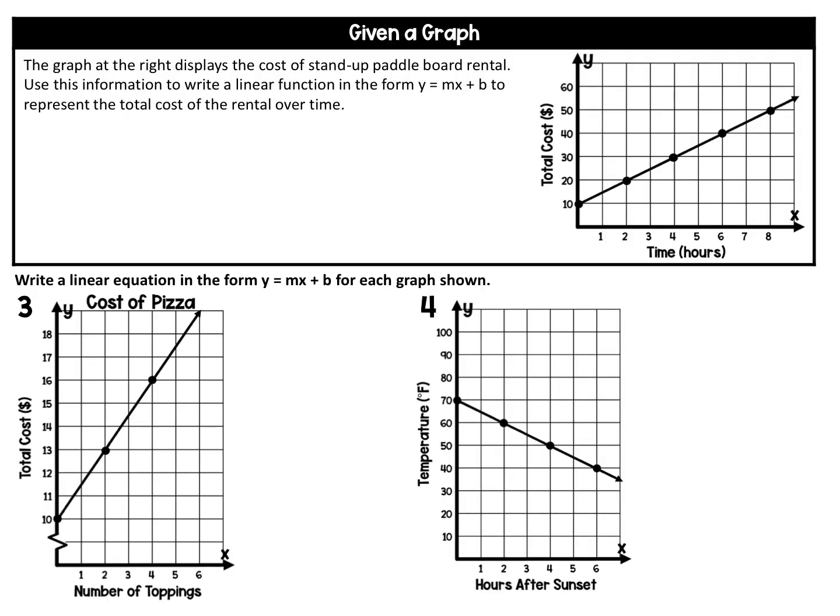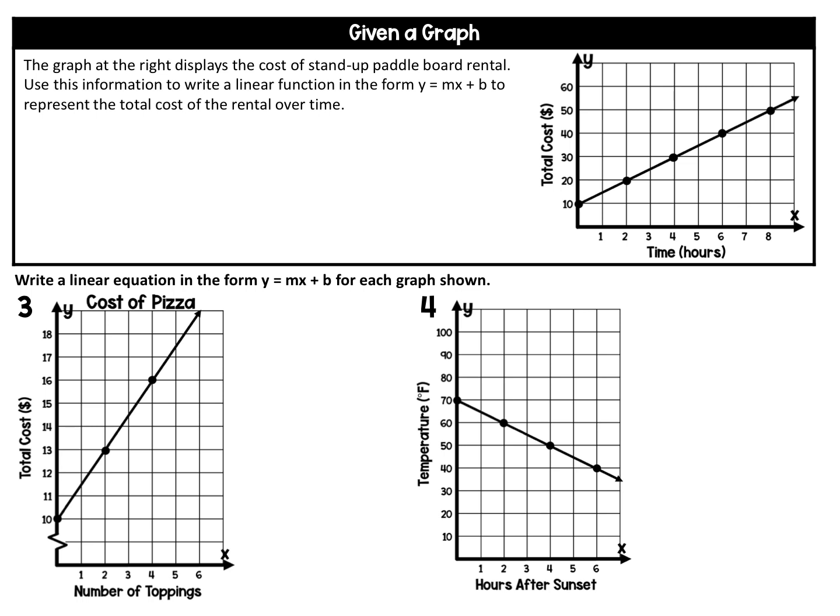Next, we will practice writing functions given a graph. To do so, you will need to first find the y-intercept, which is the point where the line crosses the y-axis, or where the x-coordinate is 0. You will also need to find the slope, which is the change in y over change in x, or rise over run. This will tell you how you move from one point to get to the next.